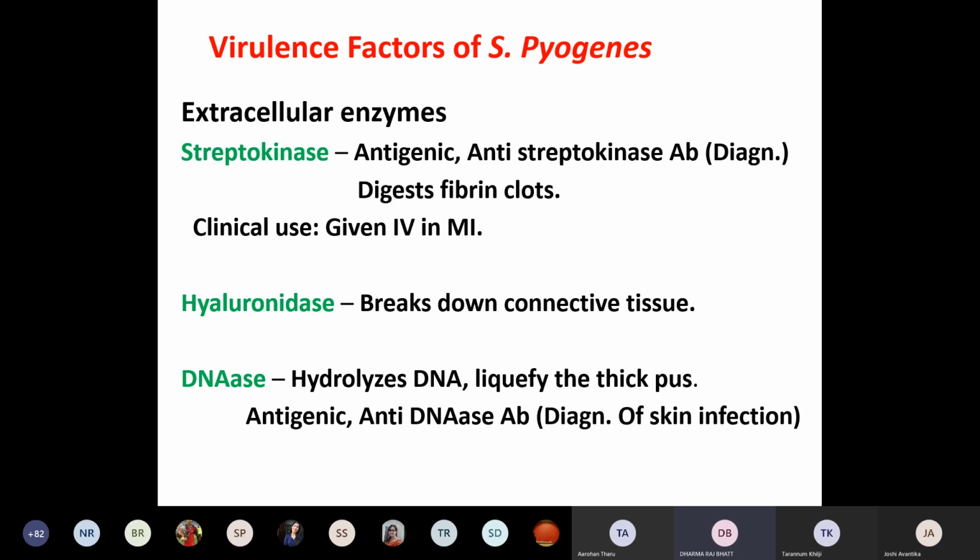Again, it has got diagnostic importance. It's antigenic, and anti-DNase antibodies are produced in response to DNase. So these antibodies are also detected sometimes to diagnose streptococcal infection. So we have a number of serological markers for diagnosing streptococcal infection. We have anti-streptolysin O, we have anti-streptokinase antibodies, and we have anti-DNase antibodies. Right? So these things will be used during the laboratory diagnosis.